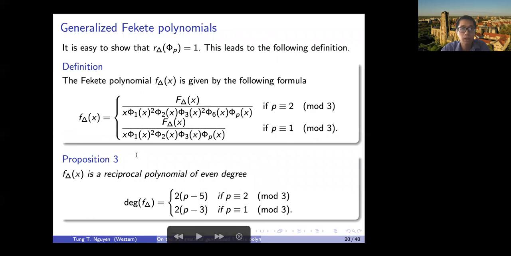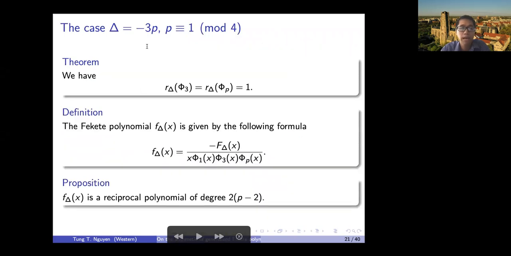And then I talk a little bit about the case where delta is negative 3p. In this case, it turns out there are no exceptional zeros, and also the multiplicity is as expected. So the Fekete polynomial has a very neat formula like this. We take the generalized Fekete polynomials and divide by the factors. And again, we observe that it is a reciprocal polynomial of even degree. That's important.